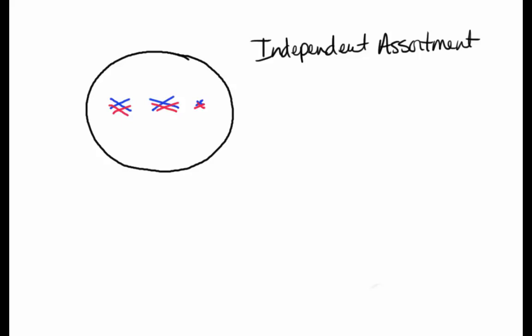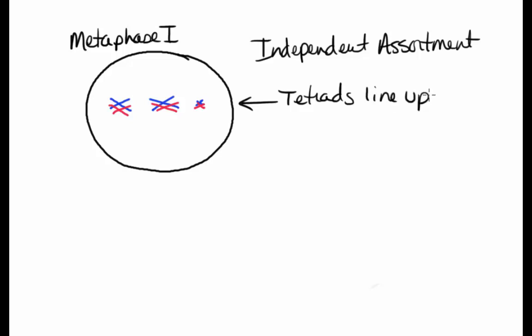The law of independent assortment has to do with metaphase 1 of meiosis. So here we're seeing a cell that happens to be in metaphase 1, and what happens during metaphase 1 is the tetrads line up. What the law of independent assortment refers to is that each tetrad is going to line up independent of the other tetrads, and this is going to affect the end results that we get with meiosis. So this will affect which chromosomes end up in the different gametes.